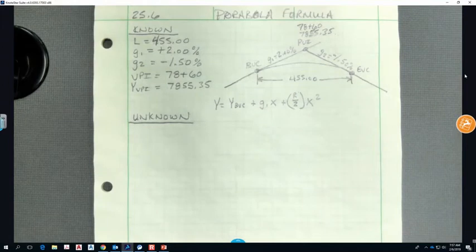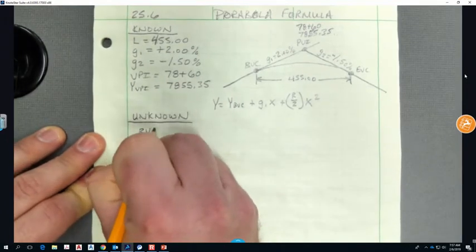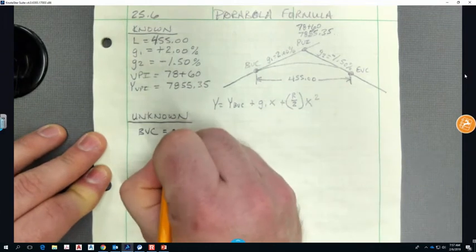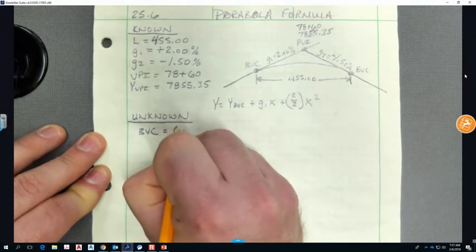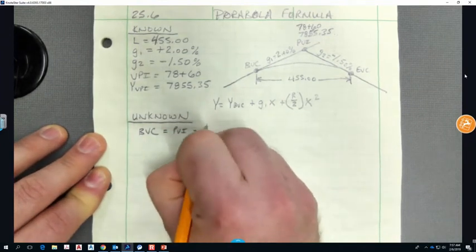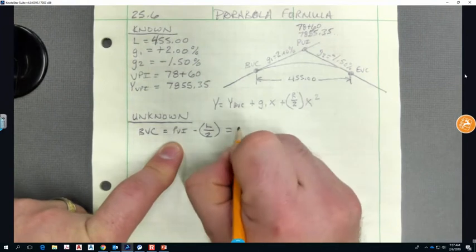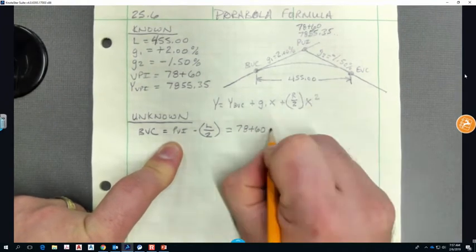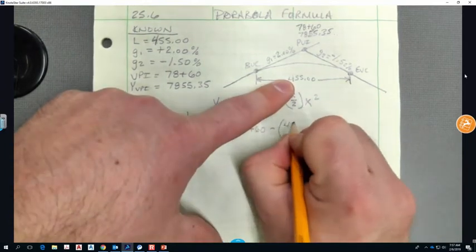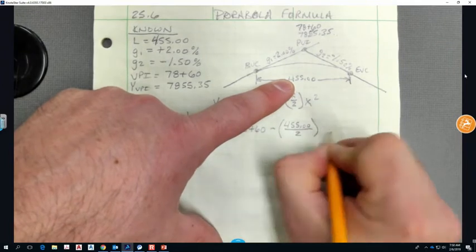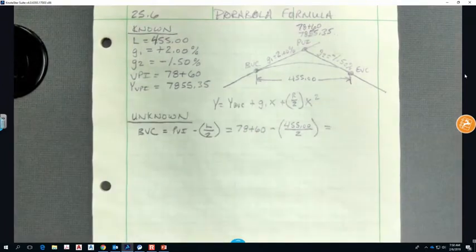So the first thing that you want to do when you start going about this and trying to solve the stuff that you do not know, always start with the easiest thing first. So the easiest thing to do first is solve the station for BVC and EVC. So we're going to solve the station for BVC first. So BVC is equal to the PVI station minus L over 2. Okay? So my PVI station, or VPI station, they're synonymous, is 78 plus 60 minus L, so 455, divided by 2.